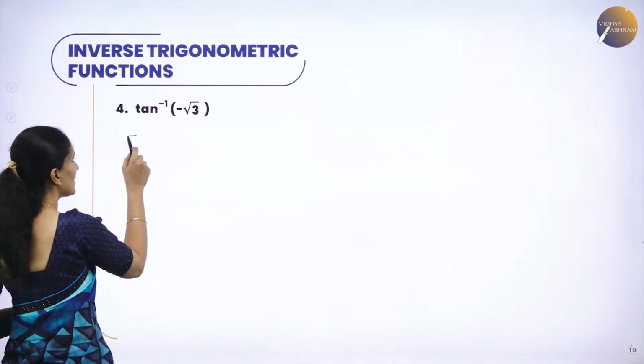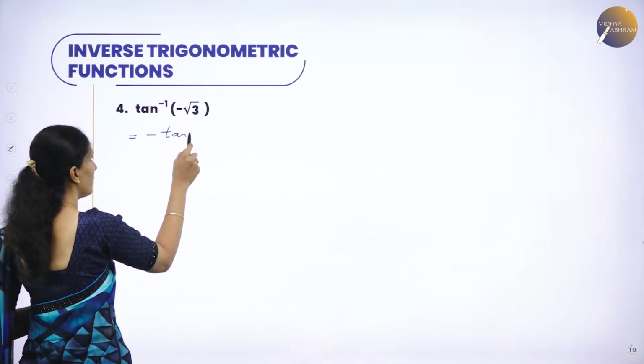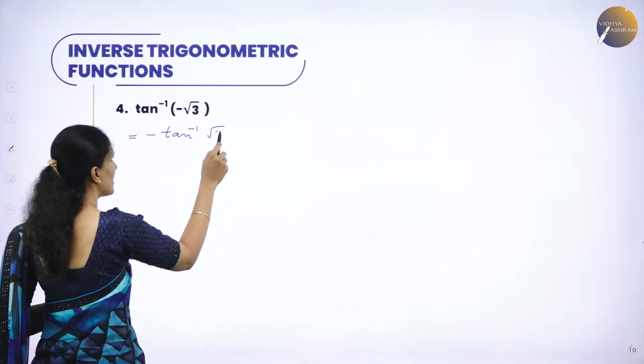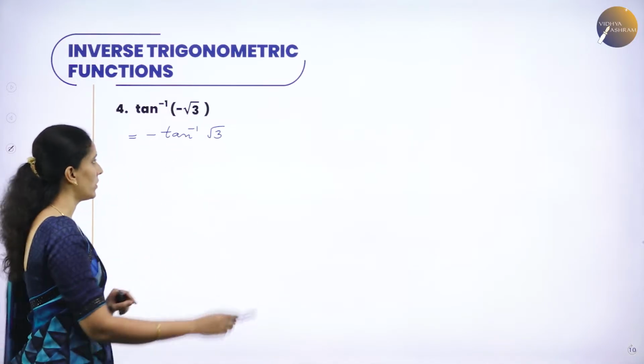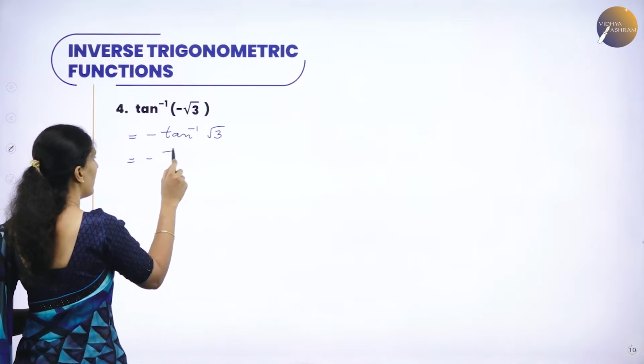Next one we have tan inverse minus root 3. Tan inverse of minus x can be written as minus tan inverse x. So therefore, it is minus tan inverse root 3. For what value is it root 3? It is pi by 3.